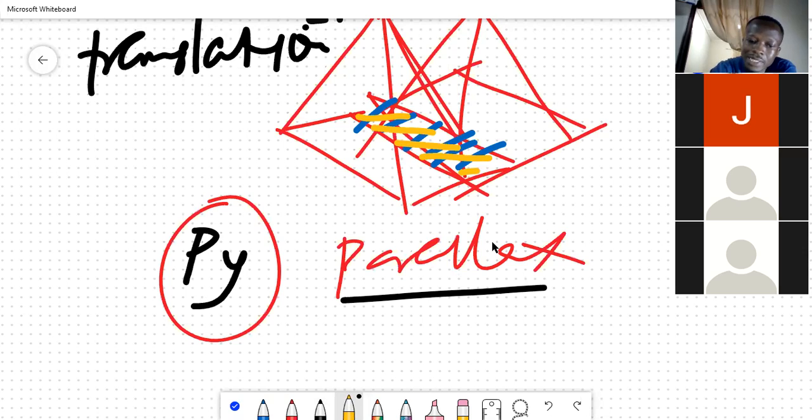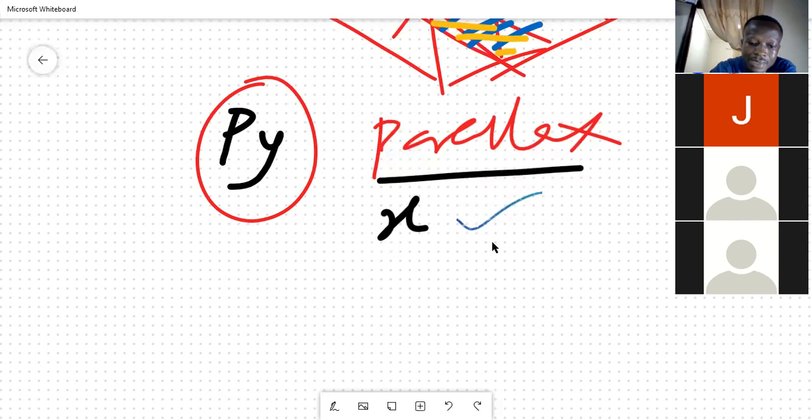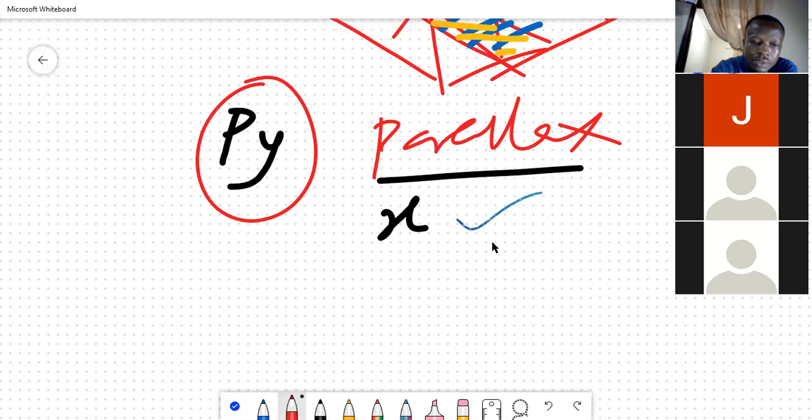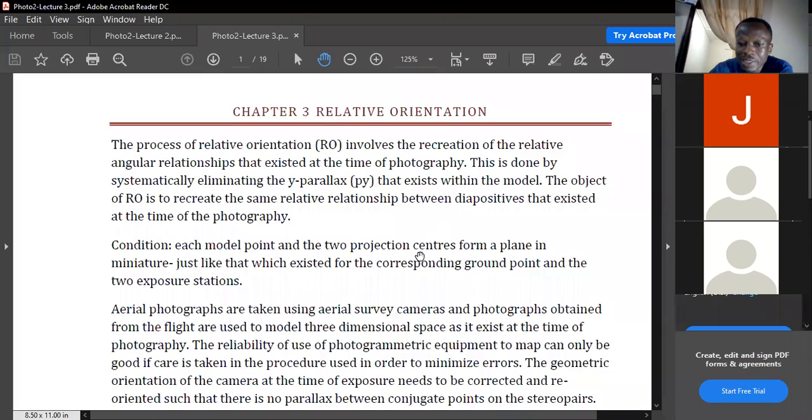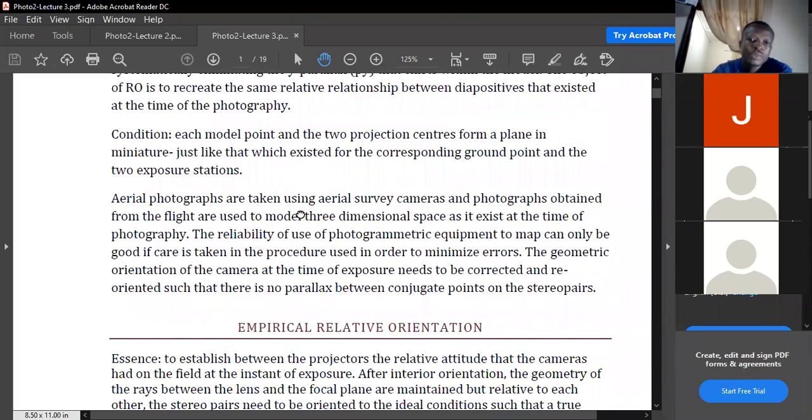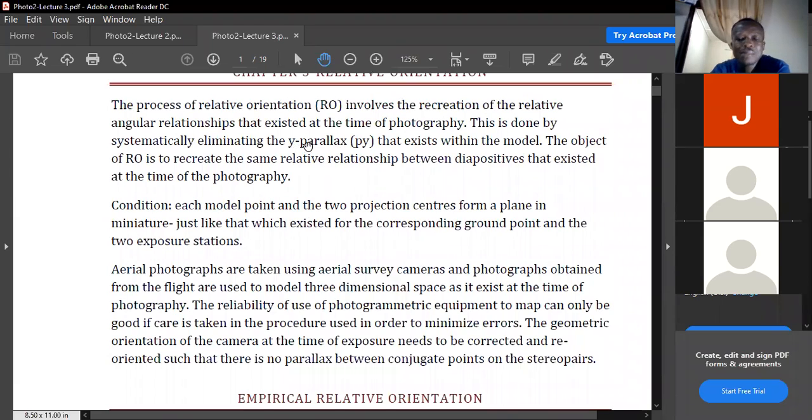So X parallax is good, as I keep on saying. X parallax is a good guy, okay? But then Y parallax is what we don't want. It's the bad guy. We don't want him. So we are trying to get rid of the Y parallax. So let's go back to it. If you get some of the things I'm saying, we can move even faster in this lecture than you ever think. All right. So now we eliminate Y parallax.